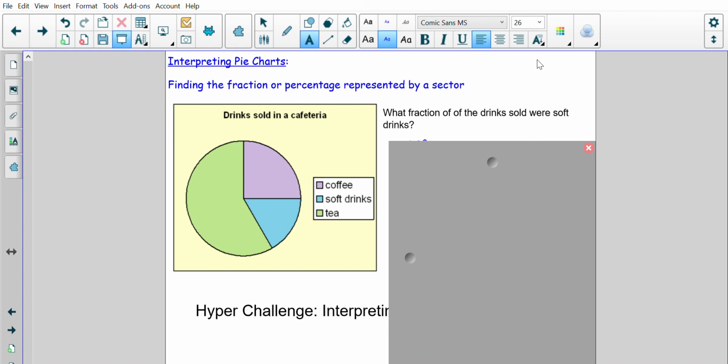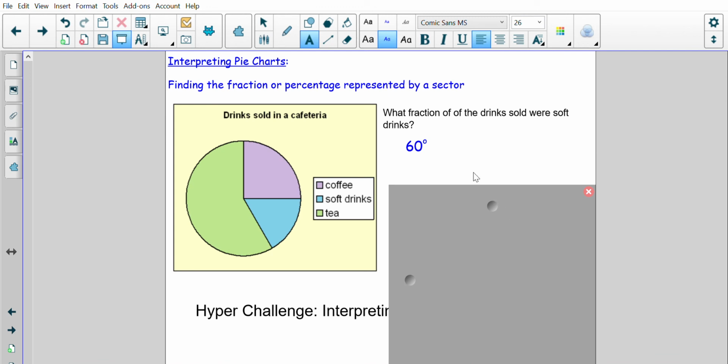Okay, if you've finished your constructing pie charts, we're going to have a look at interpreting pie charts. So here's an example. We've been given a pie chart with a key. What fraction of the drinks sold were soft drinks? So we can see our sector that's soft drinks here. So we need to actually measure that and work out how many degrees that is. So if we measure that, I've measured it and I've worked out that it's 60 degrees.